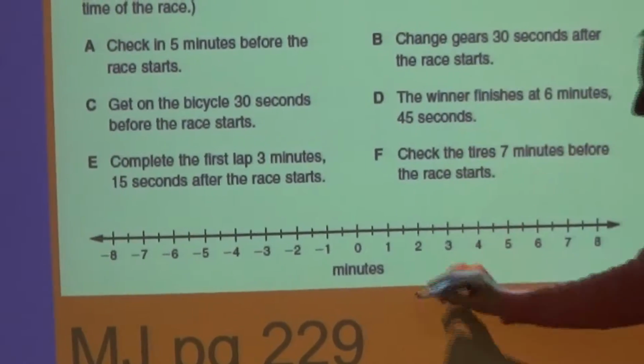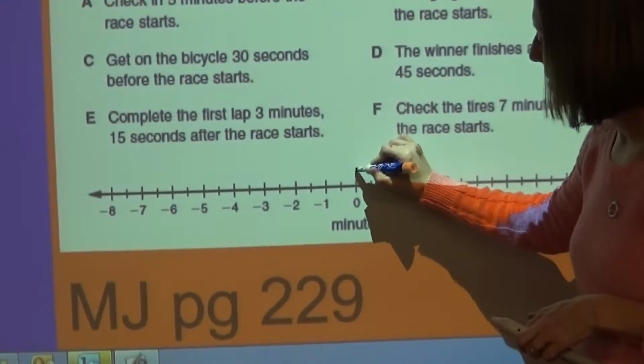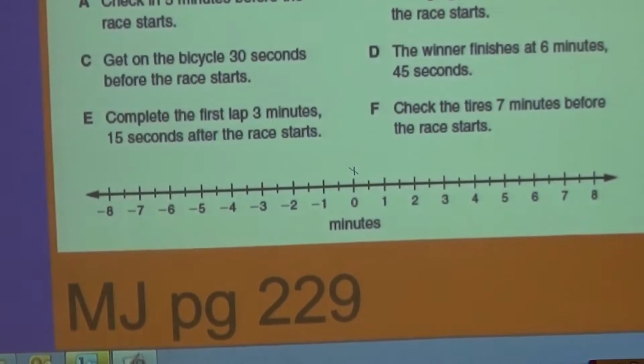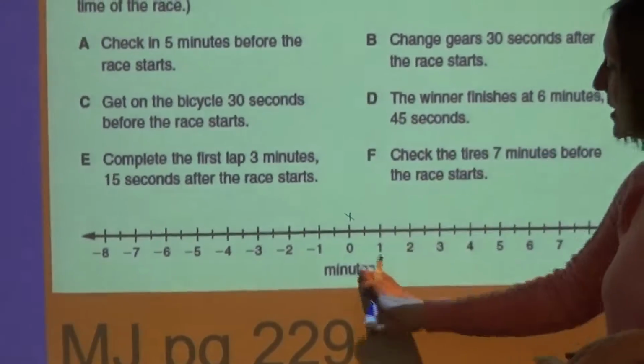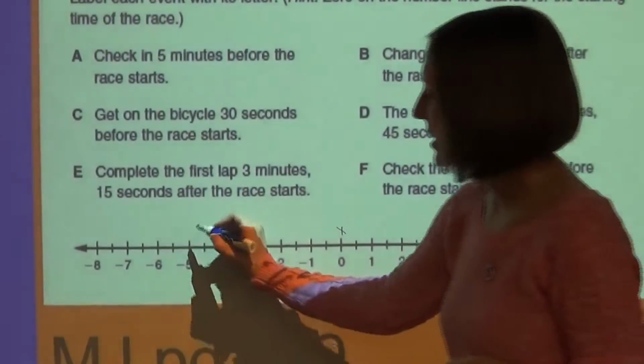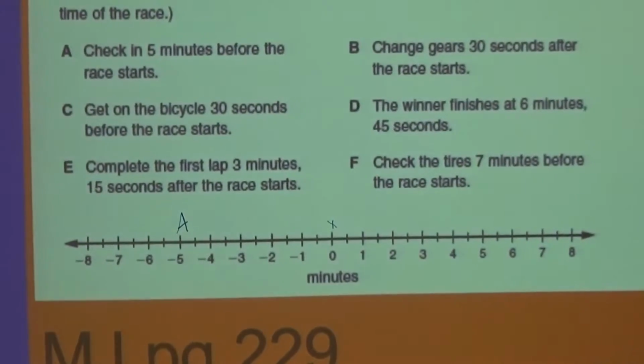Now, if you read through the directions, it says, note that 0 is when the race begins. So that's kind of our beginning point right there. If I want to have check in 5 minutes before the race begins, that would be like marking -5. So letter A, 5 minutes before the race.